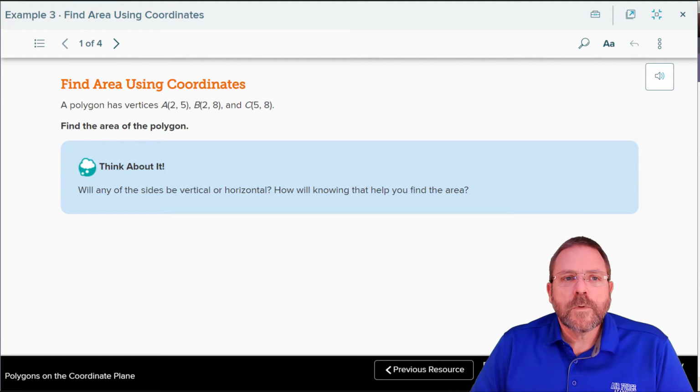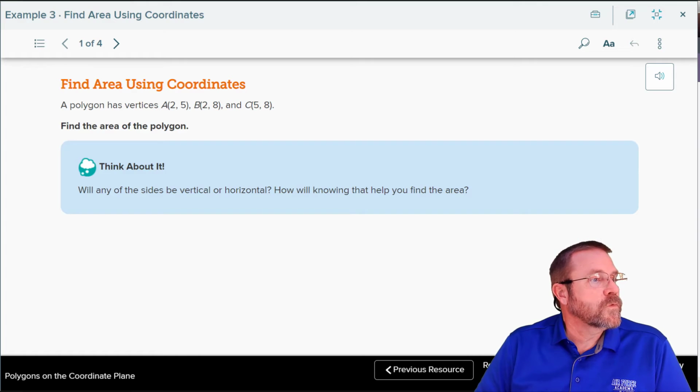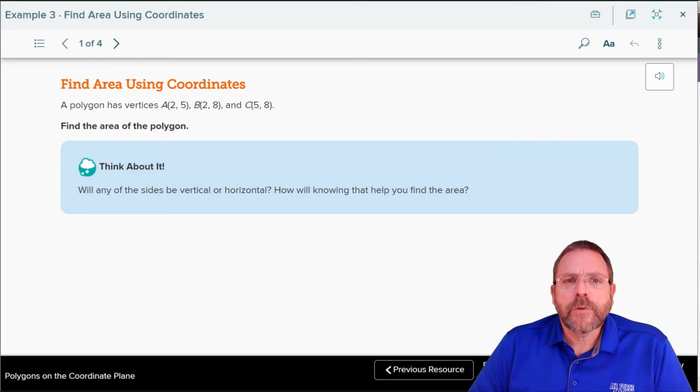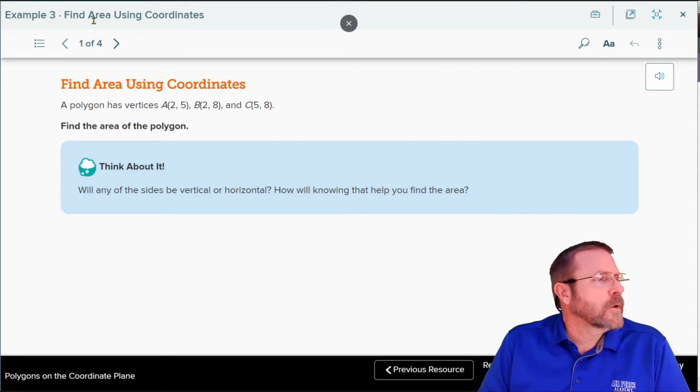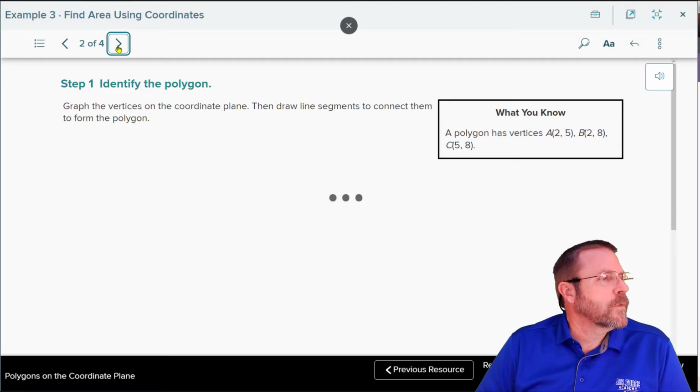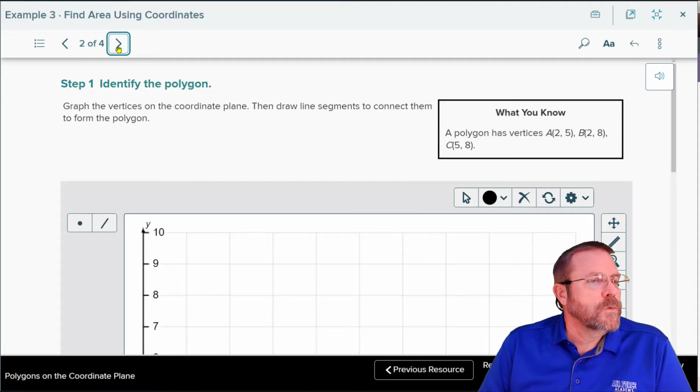Now this problem's a little bit different. This one gives us 3 points, so it means we're creating a triangle. And then with that triangle, it doesn't want the perimeter, it wants us to find the area. So let's see how we're going to go about doing that. First thing we need to do is graph our 3 points on the coordinate plane.